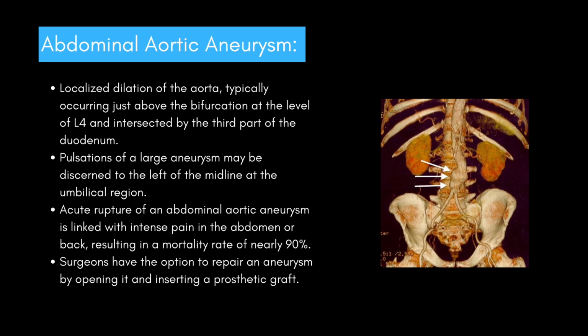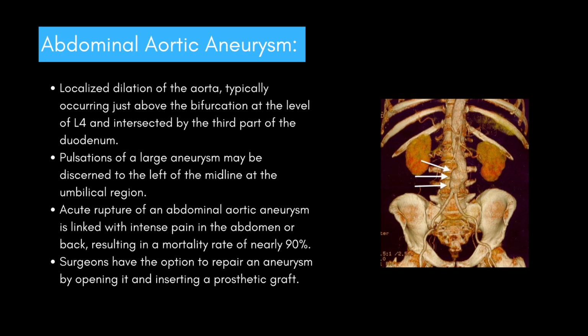So I'd like to open up today by talking about the actual abdominal aortic aneurysm. I'm sorry for accidentally putting abdominal aortic aneurysm in place of mesenteric ischemia in part 30 for the last set of content we covered. But for the real abdominal aortic aneurysm discussion, it is localized dilation of the aorta, typically occurs just above the bifurcation at the level of L4 and is intersected by the third part of the duodenum.